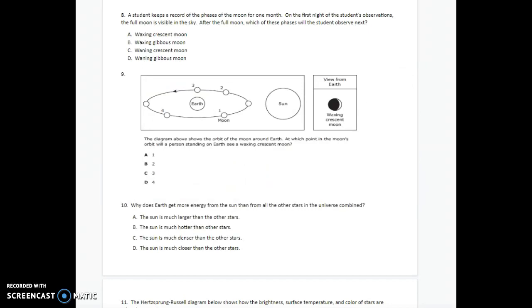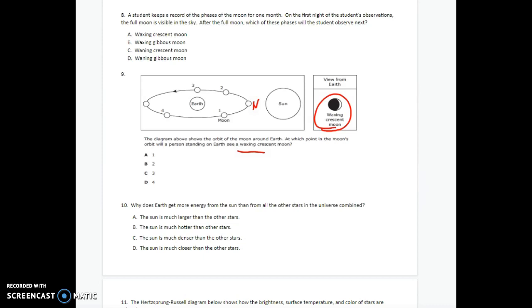Okay, number 9. The diagram below shows the orbit of the moon around the Earth. At which point in the moon's orbit will a person standing on Earth see a waxing crescent? It's small print. Waxing crescent from Earth. It looks like this. Well, let's just label them.